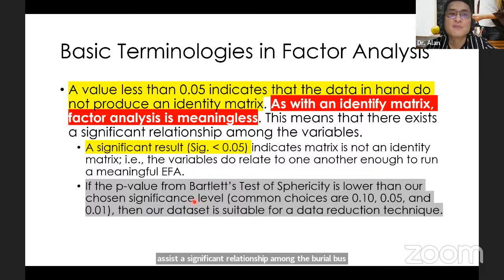So if the p-value from the Bartlett test of sphericity is lower than our chosen significance level, because not all the time is your choice 0.05. Sometimes some researchers will choose 0.1 or some will choose 0.01. So it really depends on the significance level that you choose. As long as it is lower than your chosen significance level, the data set is considered suitable for the data reduction technique.